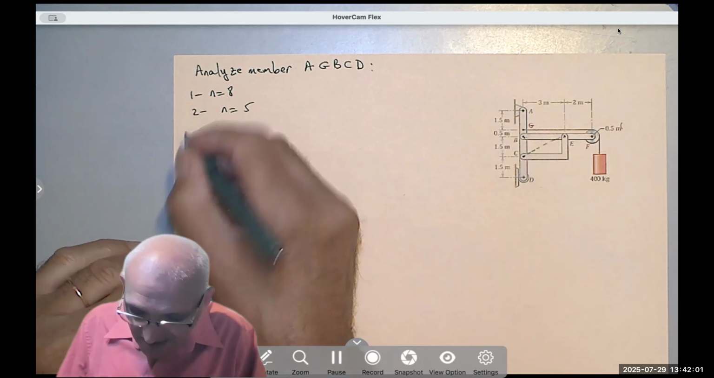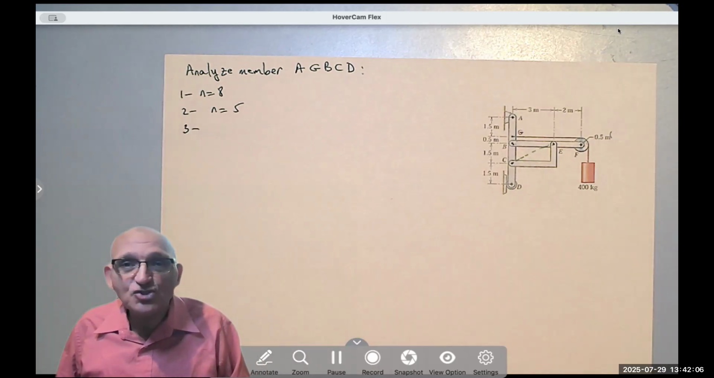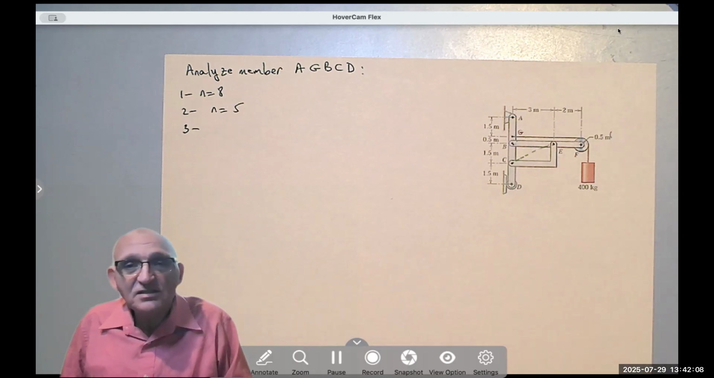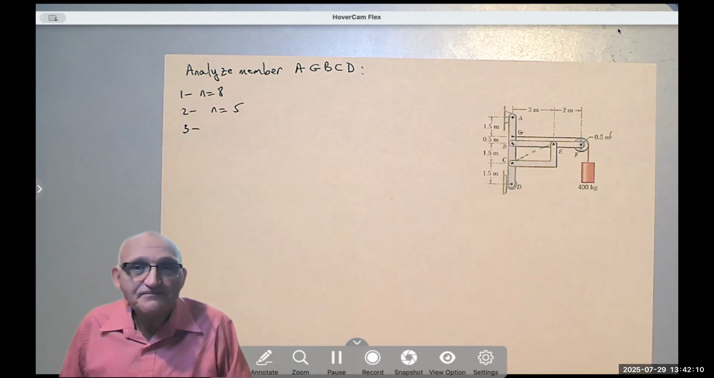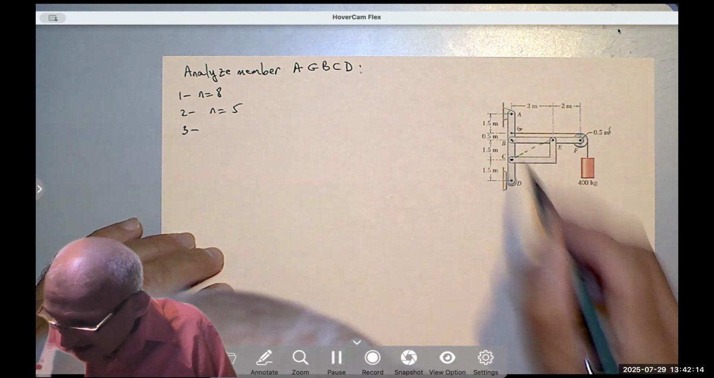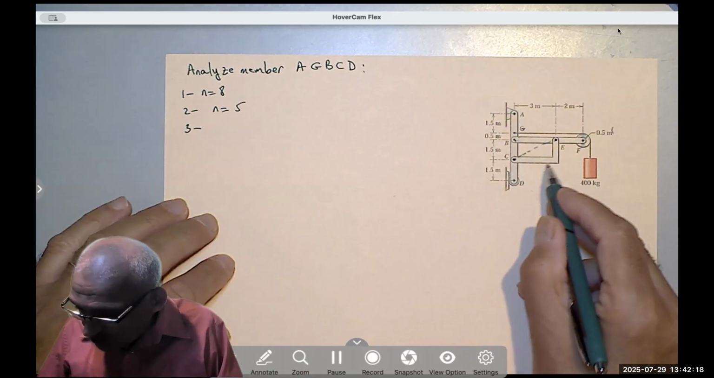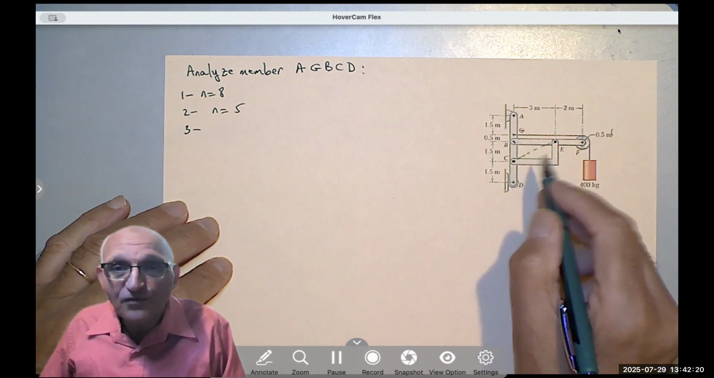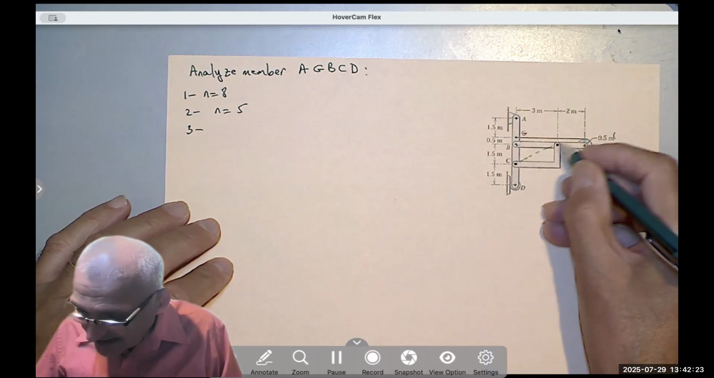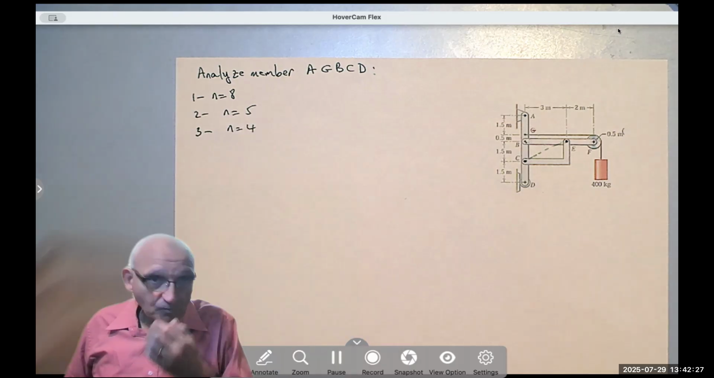Step number 3, is my member connected to a two-force member? I just showed you that by drawing this beforehand. This is a two-force member. It's connected at C, it's connected at E, which are the two ends, and there is no load between C and E. So the force in CE is along this line. It's only one unknown, so now N equals 4.